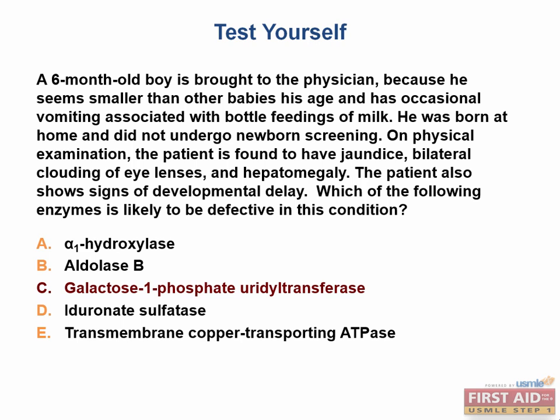Think you know the answer? The defective enzyme here is C, galactose 1-phosphate uridyl transferase. This question prompt gives us all the information we need to figure this one out. So we have a 6-month-old boy. He vomits after feedings. He's smaller than other kids his age. Notice that we have clouding of the lens here, and also hepatomegaly. So here we have this kid that has a lot of buzzwords associated with him. With all this in mind, hopefully you're thinking of classic galactosemia, which is an autosomal recessive disease that's caused by a deficiency of our galactose-1-phosphate uridyl transferase enzyme.